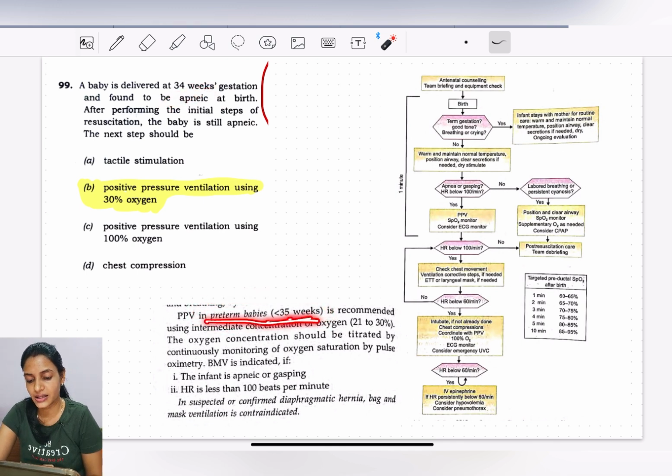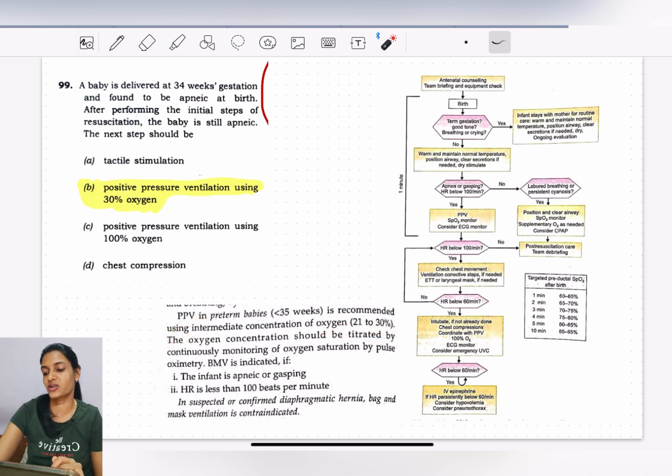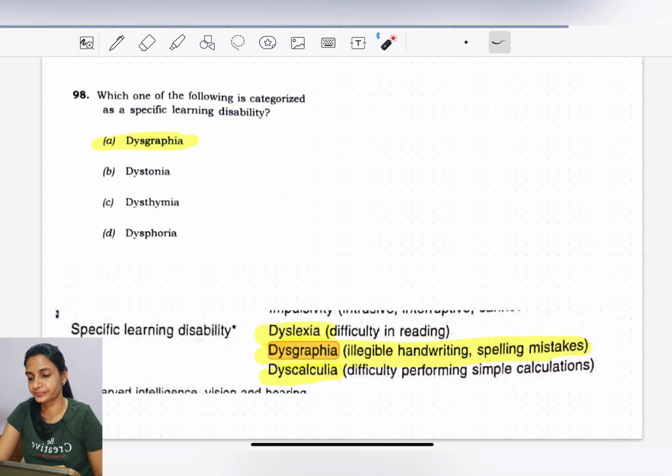So it is under less than 35 weeks. So we give the 21 to 30% PPV. So the answer for this is positive pressure using 30% oxygen.